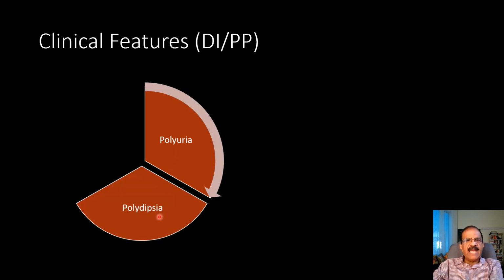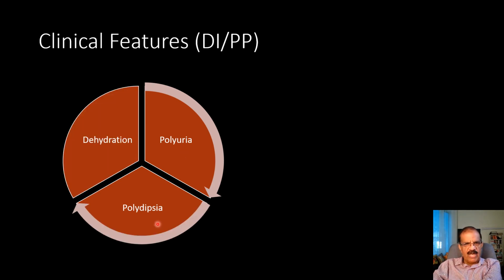And then as a correction, because our thirst mechanism is intact, patient will pass a lot of urine and that will result in polydipsia. Patient will have to drink a lot of water. So we have a combination of polyuria and polydipsia, but primary problem is polyuria. Polydipsia is secondary and is actually corrective. If patient is deprived of water, patient will develop dehydration. Now this actually provides the principles of water deprivation test, which I will discuss in next slide.